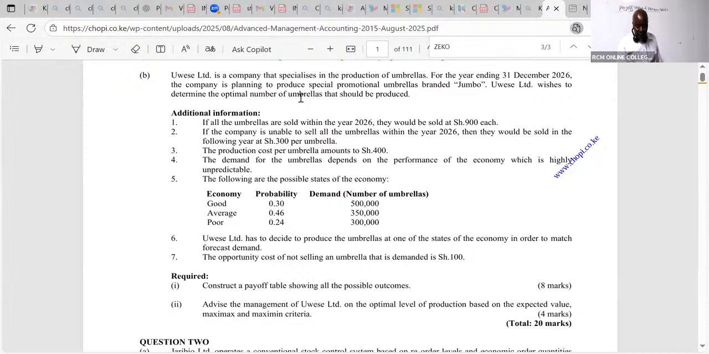We are told HL Limited is a company that specializes in the production of umbrellas for the year ended 31st December 2026. The company is planning to produce special promotional umbrellas branded Jumbo. HL Limited wishes to determine the optimal number of umbrellas that should be produced.